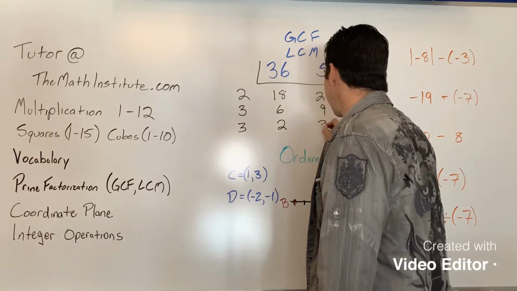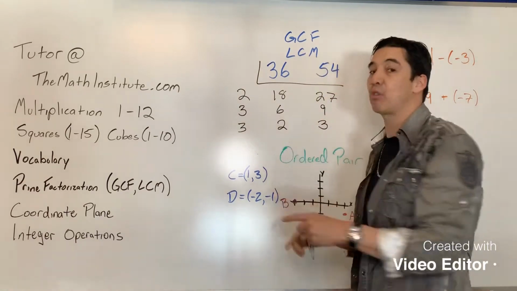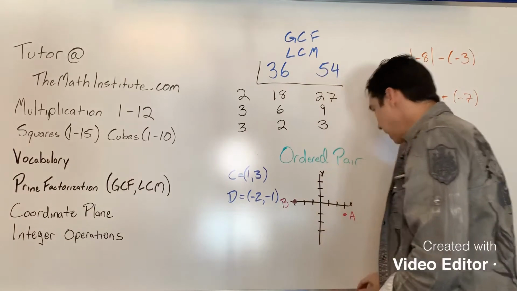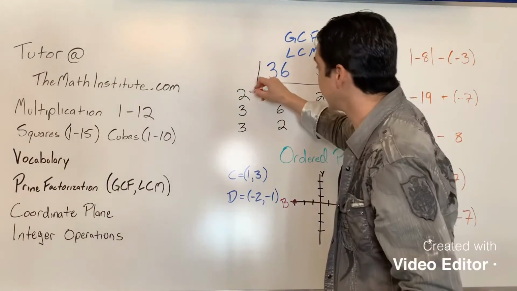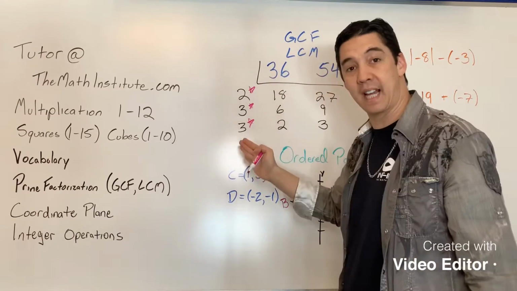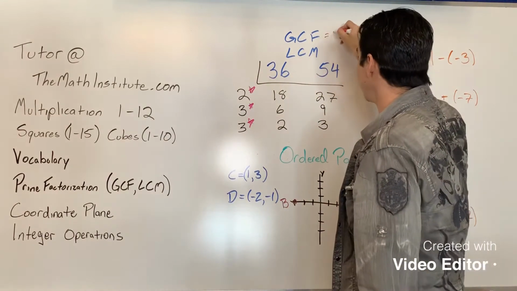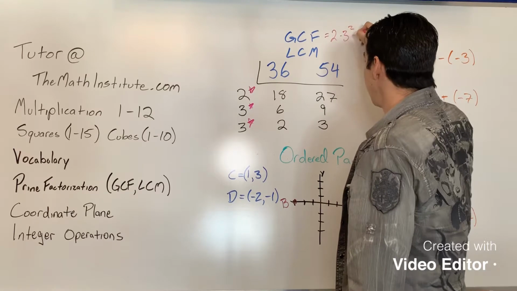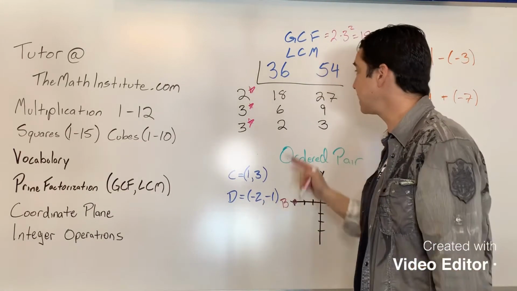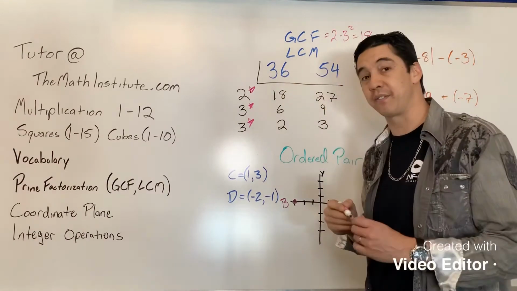2 times and 3 times. Both of these numbers are relatively prime, meaning I can stop. And now, if you recall, we can see the GCF is simply this left-hand column. So the GCF is 2 times 3 squared, which is equal to 18. 18 is the biggest number that divides 36 and 54.